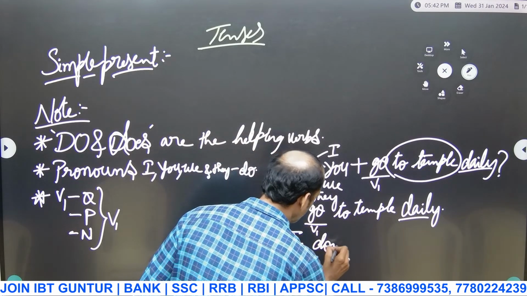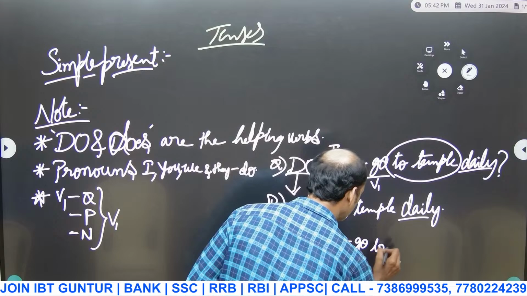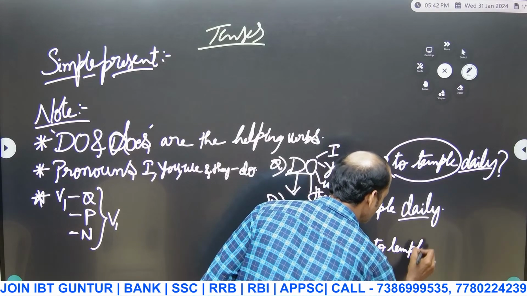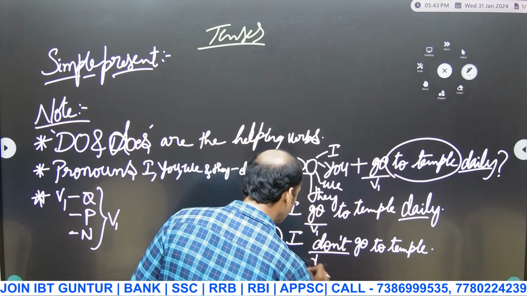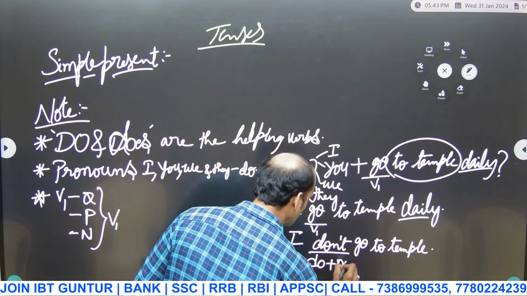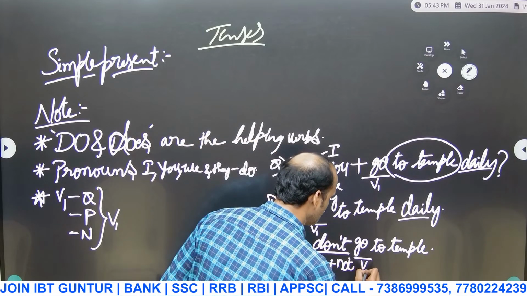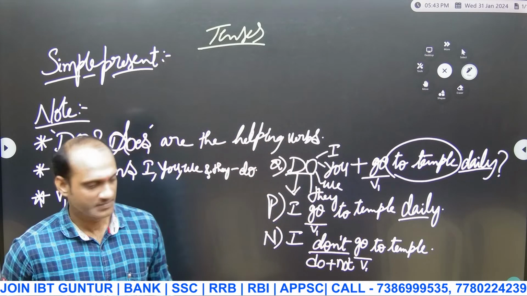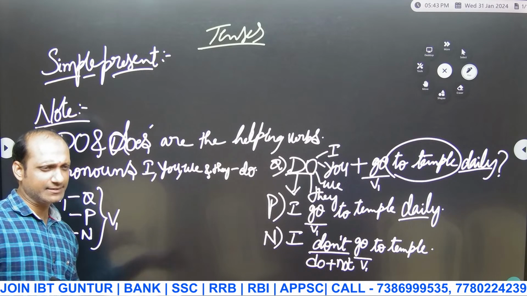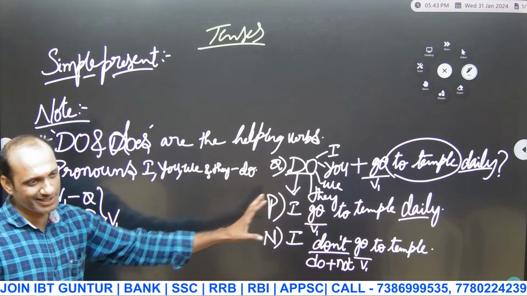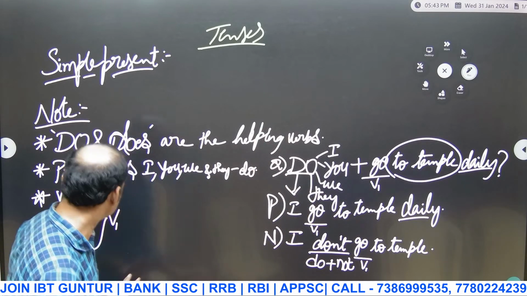Now, what is the negative? I don't go to temple daily. Don't should be written in this manner. Do after not we have to keep. It is do not. After do not, what is the verb form? V1. That's it. If you keep all these things in your mind, you can answer any type of question, whatever the difficulty thing in that. It doesn't matter. Easily you can understand. That is very easy.